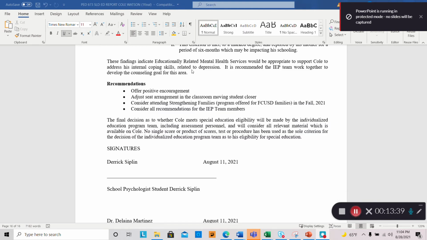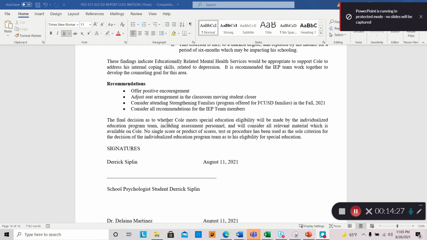So in conclusion, I just found that these findings indicated educationally related mental health services would be appropriate to support Cole to address his internal coping skills related to depression. I think it's recommended that the IEP team work together to develop the counseling goal for this area. Recommendations are just offer positive encouragement, adjust seat arrangements in classroom, moving student closer, and consider attending strength and family programs offered from FCUSD families coming up in the fall of 2021. Also, consider recommendations from the IEP team members. So anything that they have, definitely want to consider that.